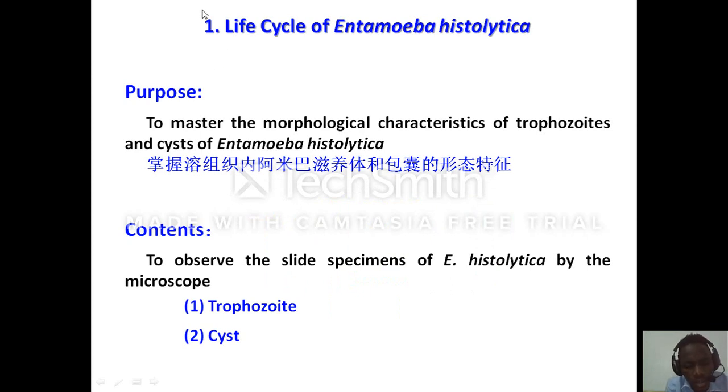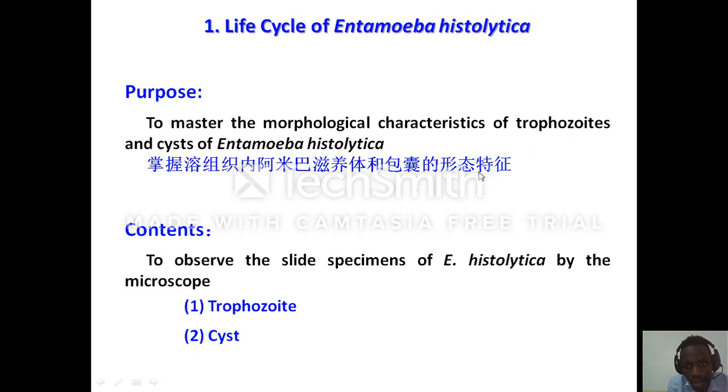Now, our first thing we're going to talk about here is the life cycle of Entamoeba histolytica. You know, Entamoeba, amoeba, and all those organisms, or let me say parasites, they cause what we call amoebiosis or amoebic dysentery. Now, the purpose of this experiment is to master the morphological characteristics of trophozoites and cysts of Entamoeba histolytica.